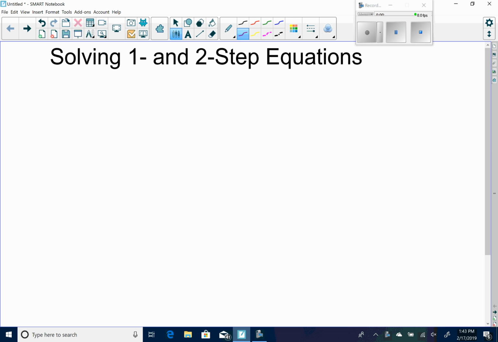on the other side. So the bottom line is, in order to solve an equation, we need to use what we call inverse operations or opposite operations to get that variable by itself.